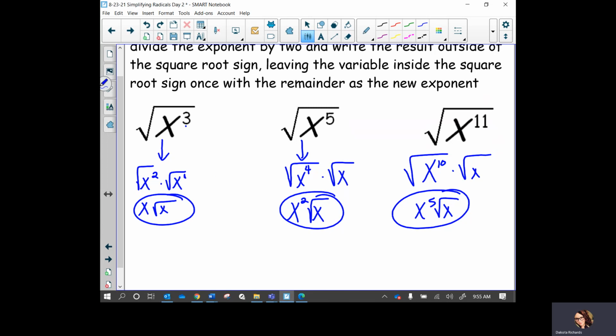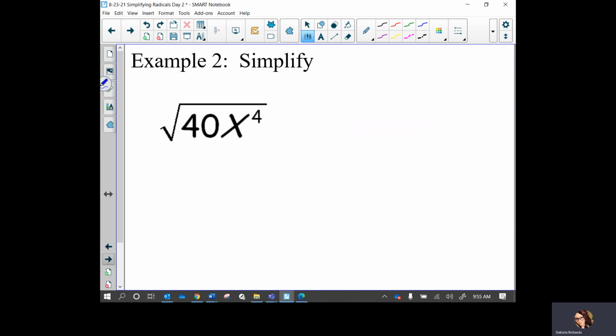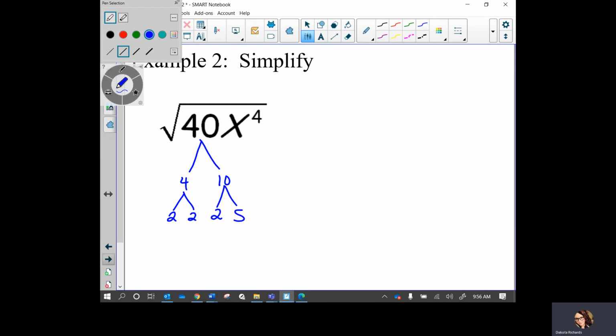Okay, so let's put all this together. Square root of 40x to the 4th. Okay, break down 40. I see 4 times 10. Again, you might break it down as 2 times 20. Whatever you see, that's fine. You're going to end up getting the same prime numbers. 4 came from 2 times 2. 10 came from 2 times 5. So those are your prime numbers. And looks like we have a pair of 2's. And then we have a single 2 and a single 5.